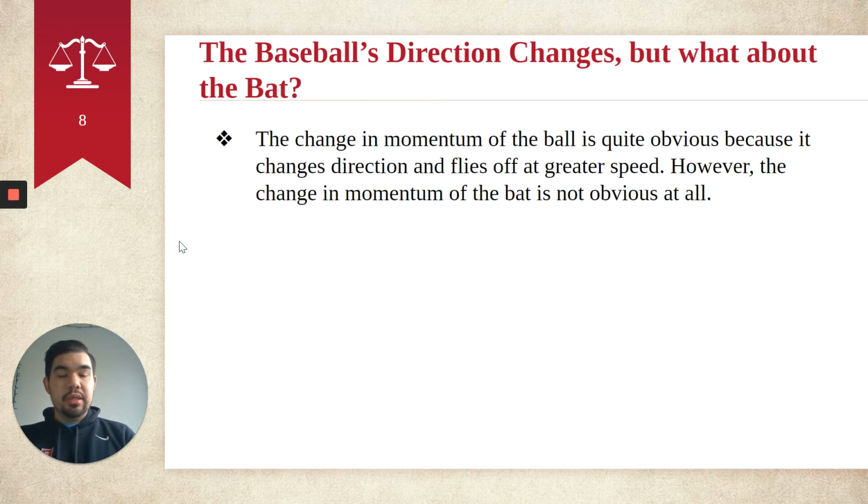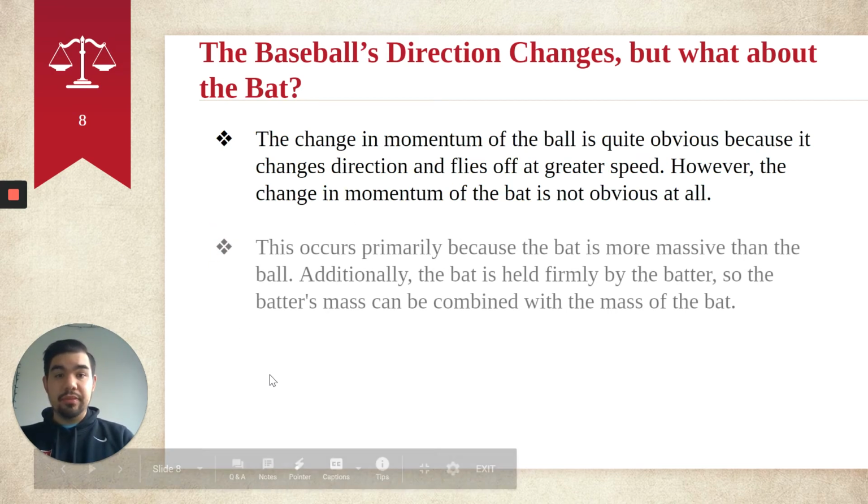All right. Again, just further explaining this example, the change in the momentum of the ball is obvious because we see that it changes direction and it flies off at a greater speed than it was originally traveling. The change in momentum of the bat is not really obvious at all. It just seems like the bat continues swinging, continues its same original momentum. That's not necessarily the case.